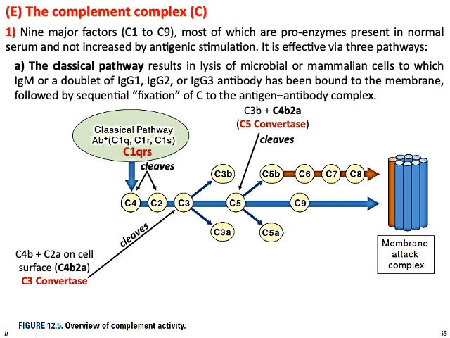Together with C6, C7, C8, and C9 will form a membrane attack complex that increases the permeability of the pathogen or the bacteria, and the change in osmotic pressure leads to the cell lysis of the bacteria. And this is the classical pathway.